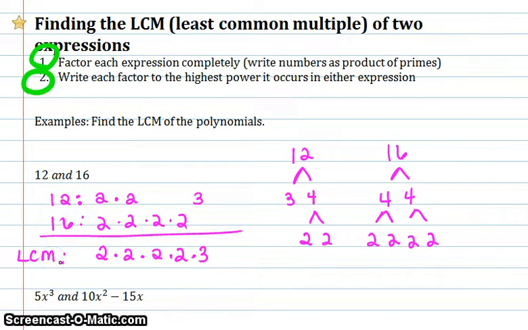So the least common multiple of 12 and 16 is going to be 2 times 2 times 2 times 2, or 2 to the 4th, times 3. And that's the same as 16 times 3, which is 48.